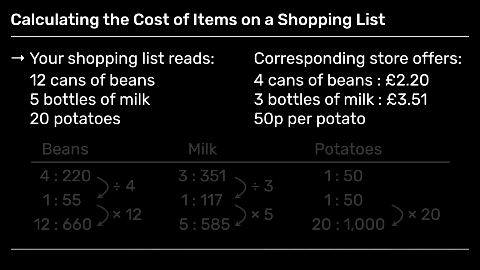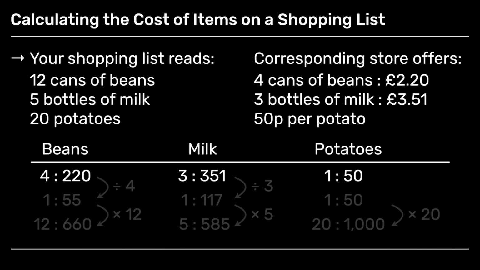So I see an offer for 4 cans of beans at £2.20. I see that 3 bottles of milk is on offer for £3.51. And finally, the potatoes are 50 pence each. How much is my shopping grocery list going to cost me?